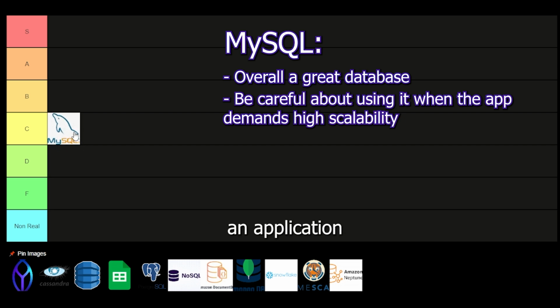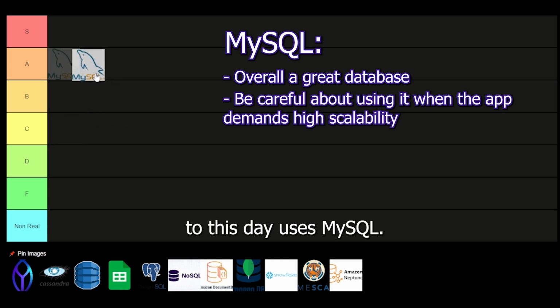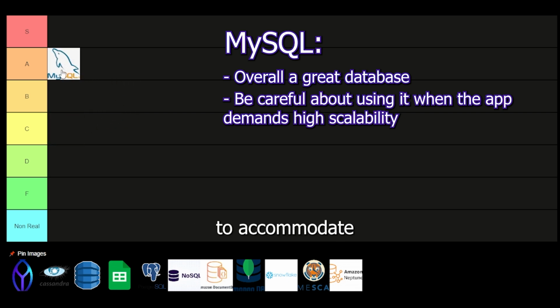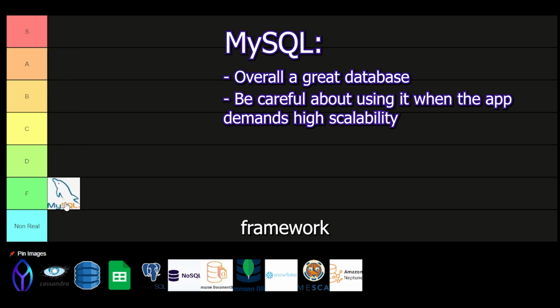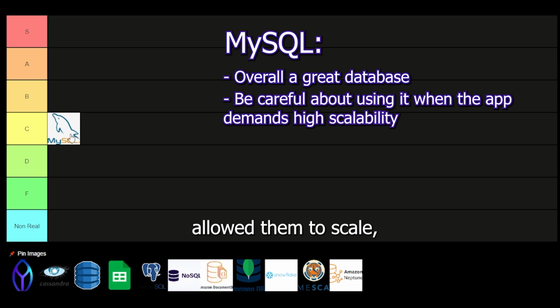We can look at an application like YouTube. YouTube actually still to this day uses MySQL. But in order to accommodate billions of users, they had to create their own framework. It's a framework called Vitess. This allowed them to simplify the sharding involved with MySQL and ultimately allowed them to scale to billions of users.